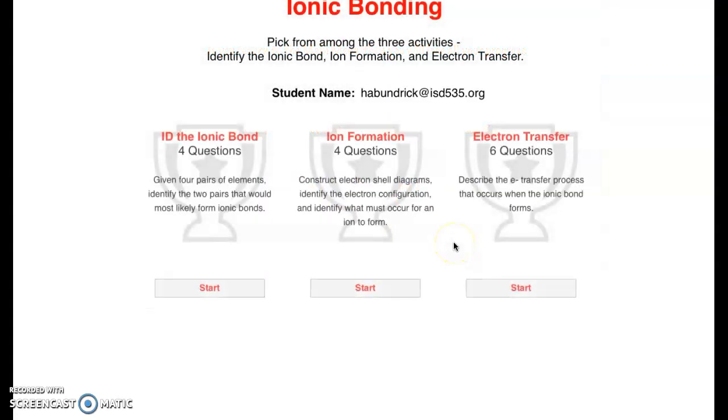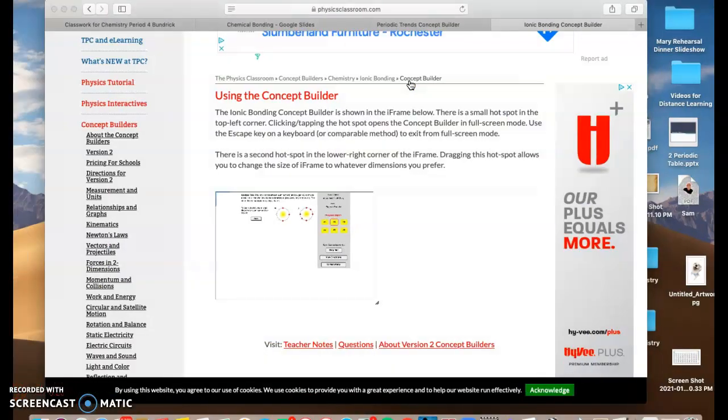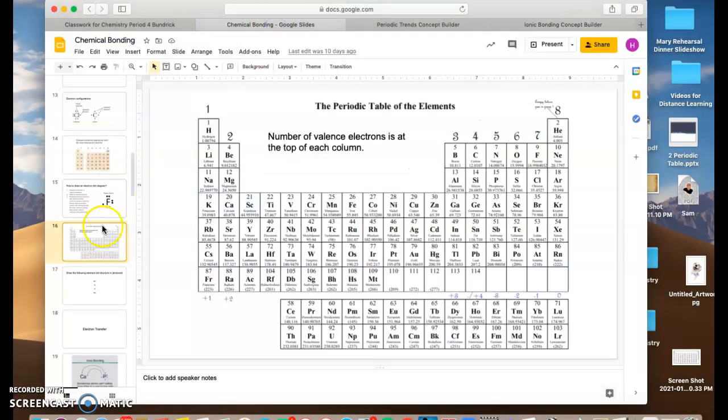And then the last one. So the first part is looking at how many valence electrons do these elements have. So you're going to draw as many red dots as there are valence electrons for that element. Okay, so aluminum has 3, oxygen has 6. The way that I know that, if you look at this slide, oxygen's right here, it's got a 6 at the very top of the column. Aluminum's right here, it's got a 3 at the top of its column.